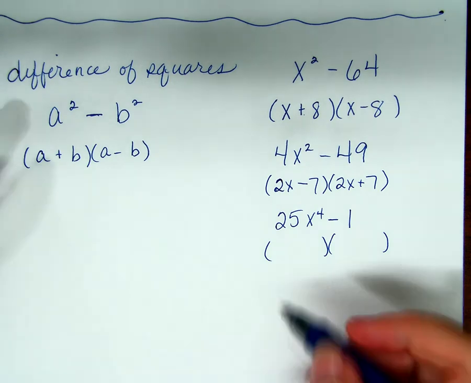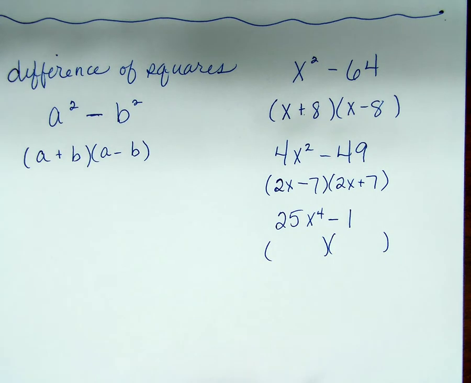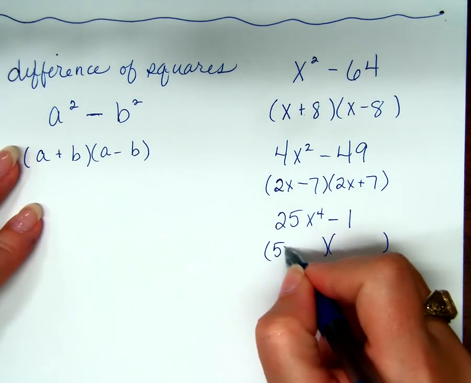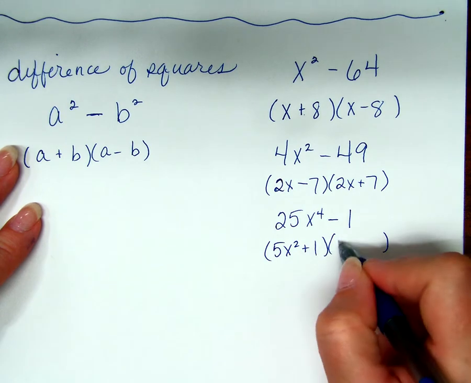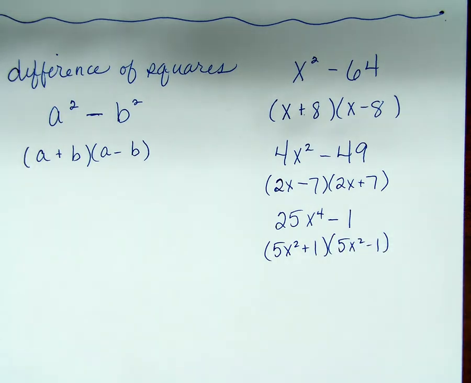Yes. Okay, good. So what are the two terms, or what are my two binomials? 5x squared plus 1, 5x squared minus 1. Very good.